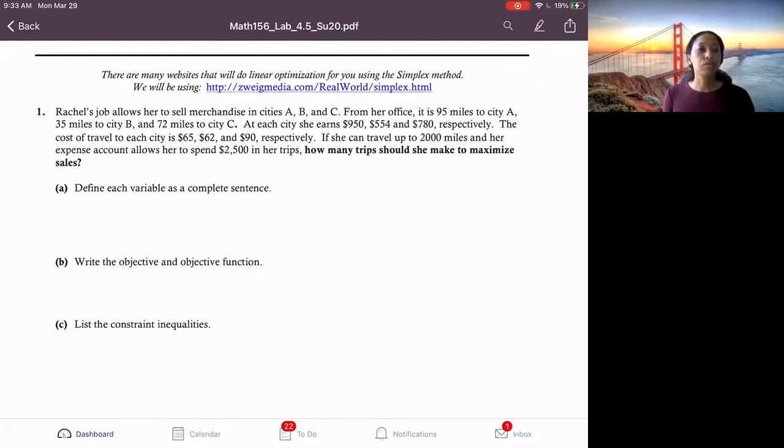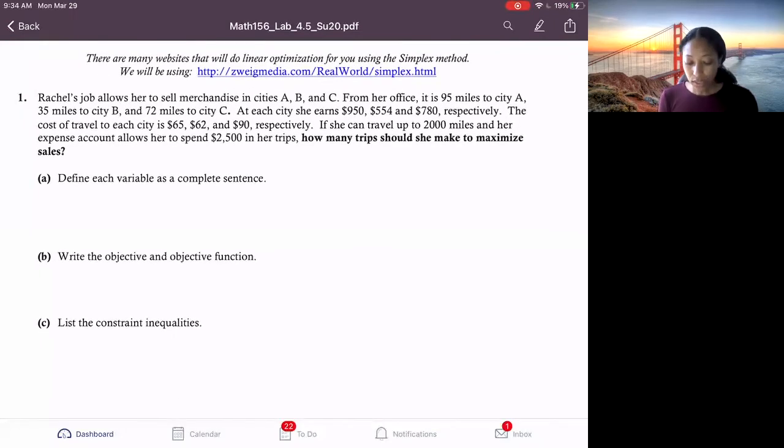I will read through problem number 1 and help us get set up with this one. And then I'll leave you to do the Simplex method part, and then also to do the second problem that's on here. So you can finish this up on your own, get some practice in. All right, so what's going on here?